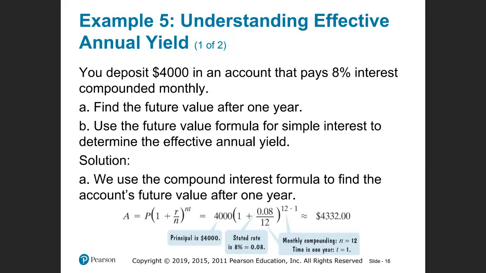So first, find the future value after 1 year. We're going to use the compound interest formula like we did at the beginning of this section. A is equal to P times (1 plus R divided by N) raised to the NT. And when we do this, working inside parentheses first, then taking the power, and then finally multiplying by 4,000, we get approximately $4,332.